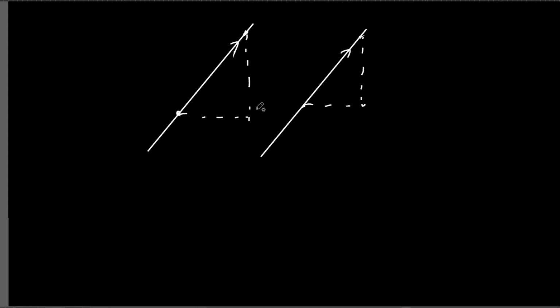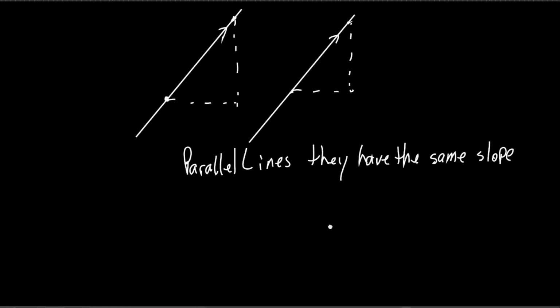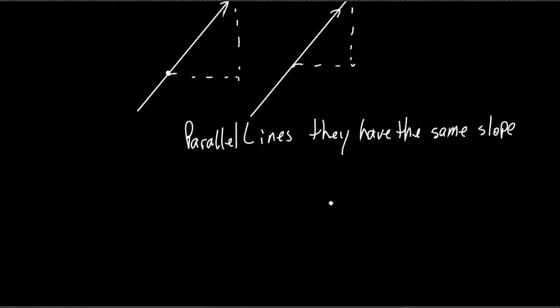So when you have parallel lines, they have the same slope. I'll just write exactly what I said. They have the same slope. All right? So that's pretty important to understand. We're going to do an example with this in a little bit.